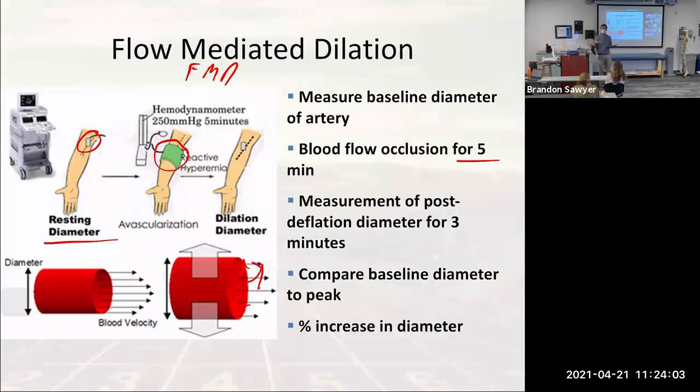And that stimulates nitric oxide release, right? That stimulates eNOS activation, nitric oxide release, and it causes vasodilation. And so what you're trying to see is what's that peak diameter, right? So then you have resting diameter, compare that to peak diameter, and you get a percentage change of how much dilation you can get. That's what flow mediated dilation is, right? So that's really what we're looking at, is that percentage increase in diameter.